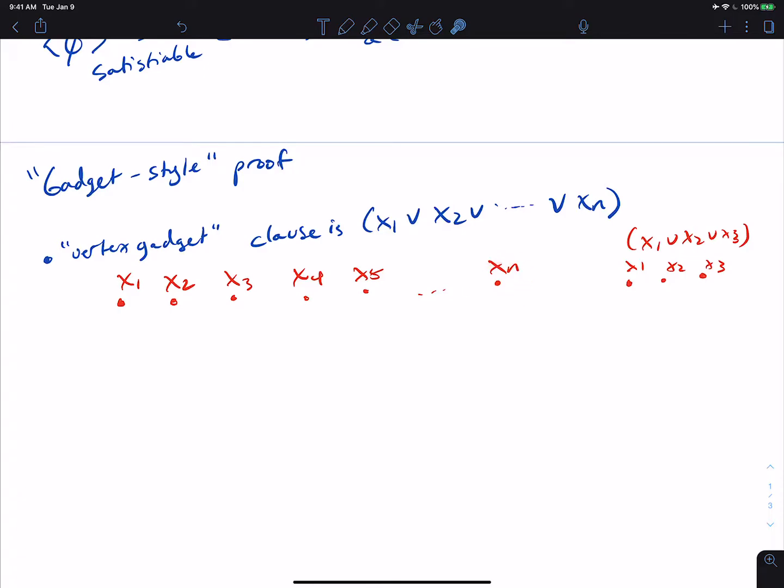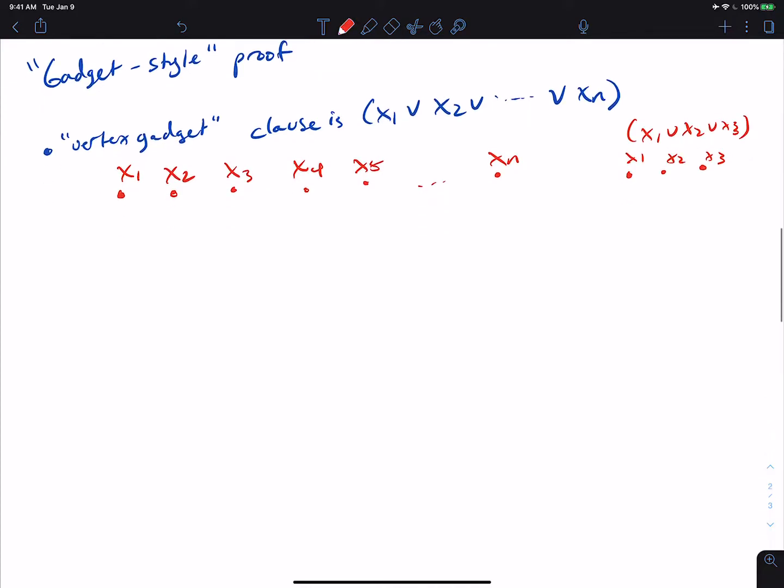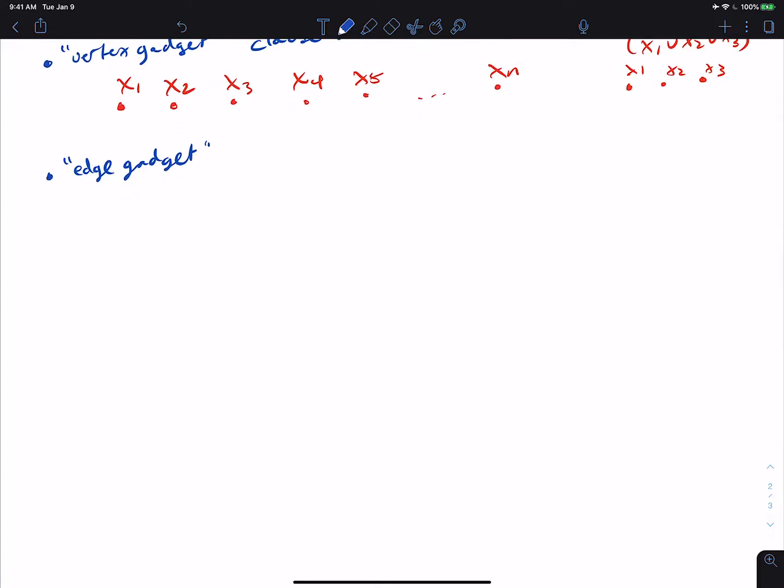So now what we need to do is to connect these vertices up in some way. So let's see. So what are we going to do here? It's something that I'm going to call an edge gadget. And so here's the idea. So let's just say that we have, let's call this clause 1. This one is clause 2. We have a bunch of vertices. Clause 3. And then finally clause M over here.